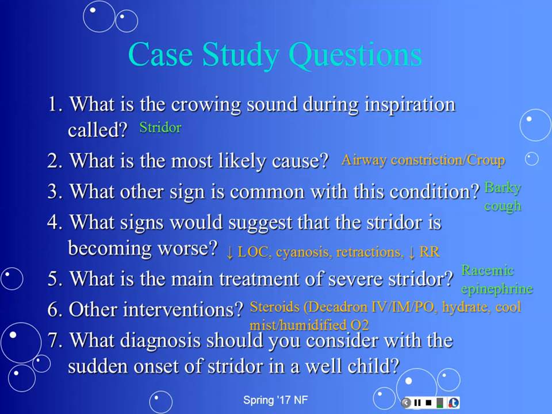Other diagnoses we should consider with the sudden onset of stridor in a well child: they swallowed something. Okay, so upper obstruction from aspiration. Or possibly, if they have some underlying history or not, but if they're suddenly becoming sick after being exposed to something or eating something, you want to worry about anaphylaxis.